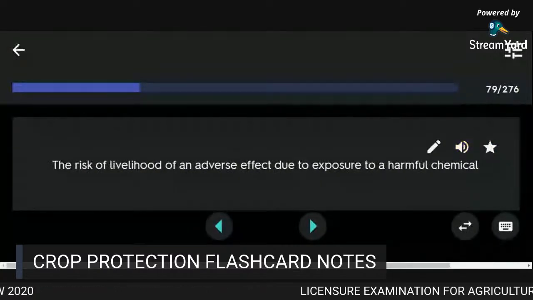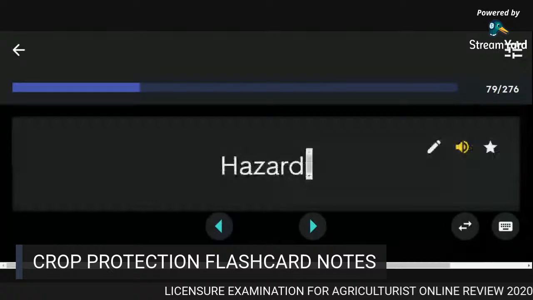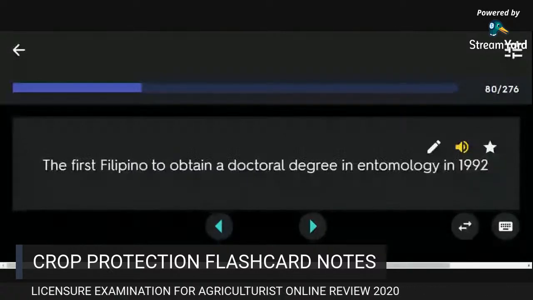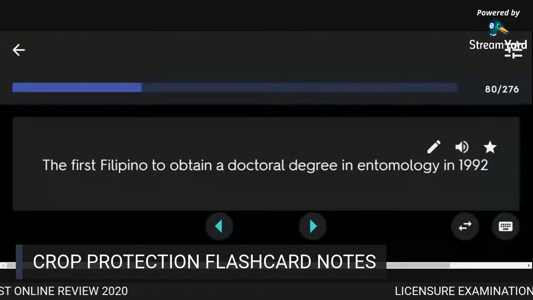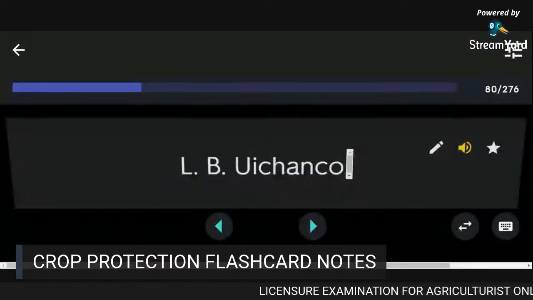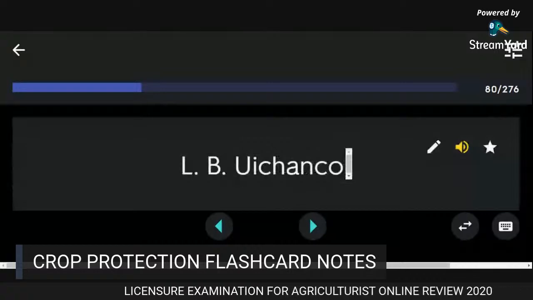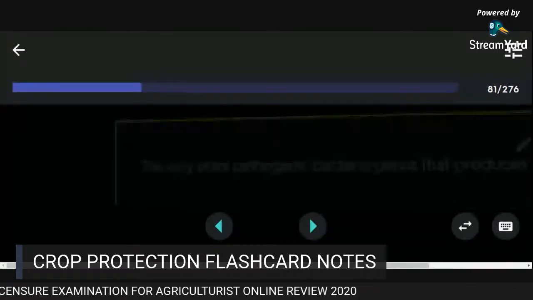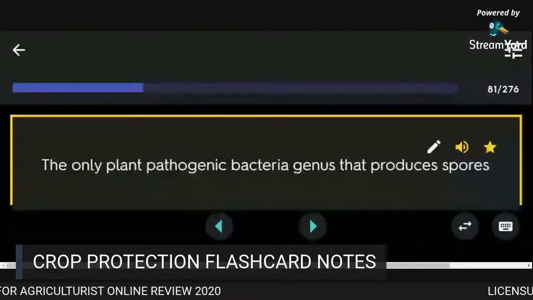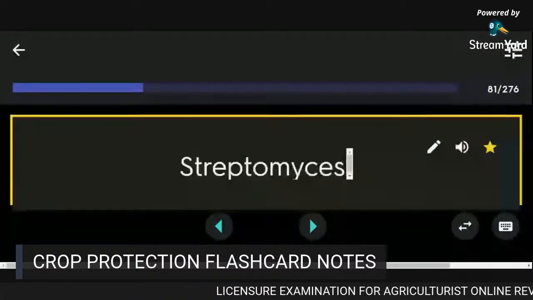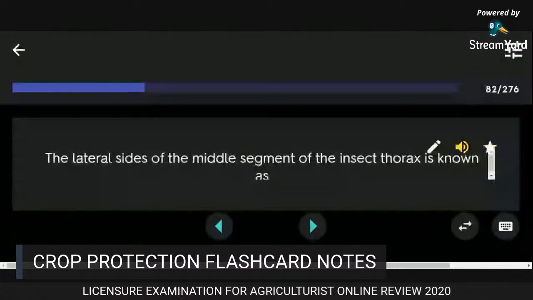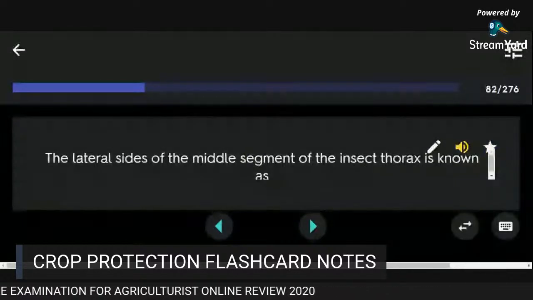Hazard. The first Filipino to obtain a doctoral degree in entomology in 1992. L.B. Wyschanko. The lateral sides of the middle segment of the insect thorax is known as mesosternum.